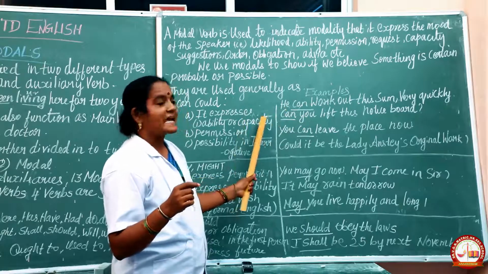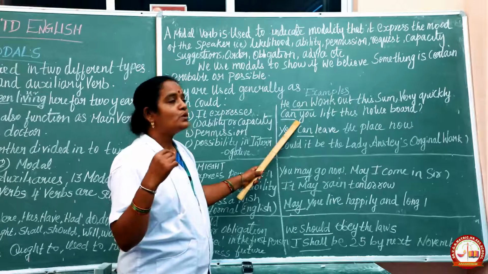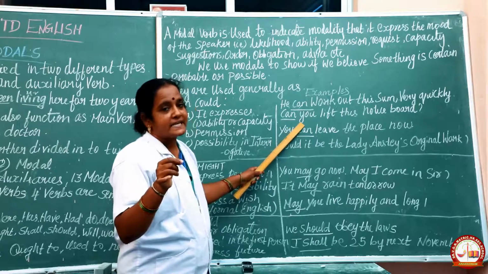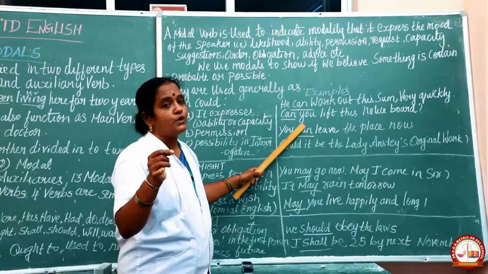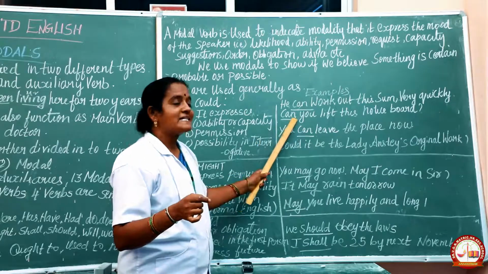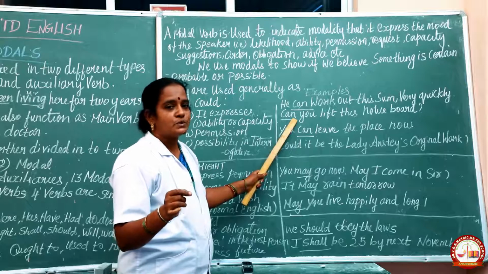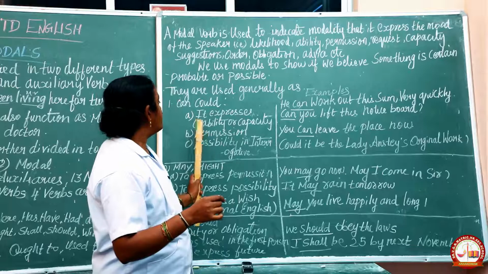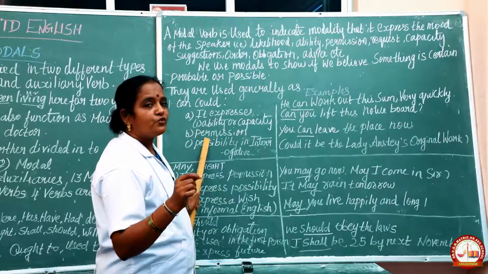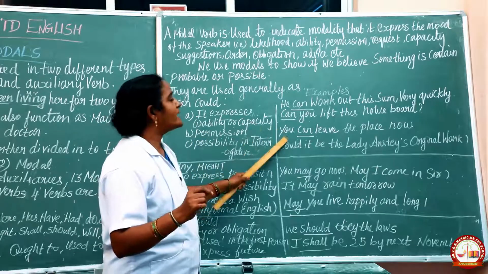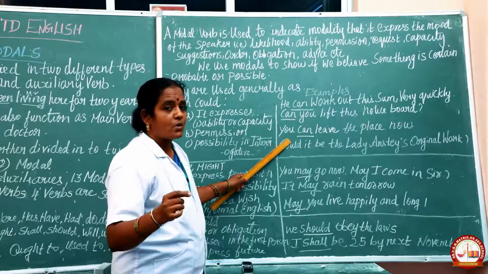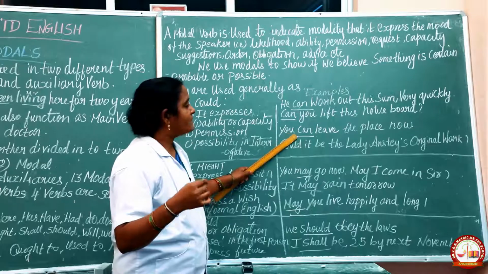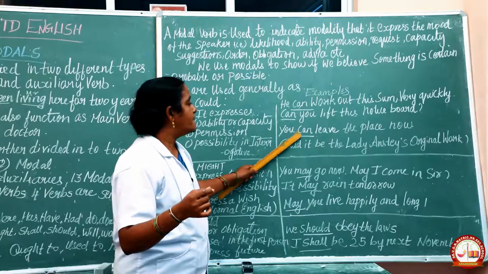The next one is capacity. Can you lift this notice board? This is the capacity of that person. He can lift the notice board. Here the capacity is mentioned, so we are using can. Now, we can use can and could for permission also. You can leave the place now. This is the permission given.